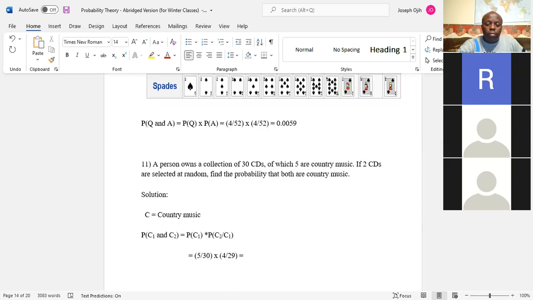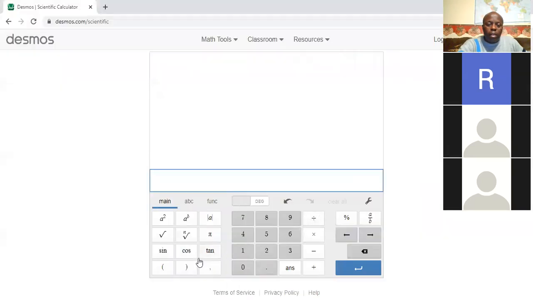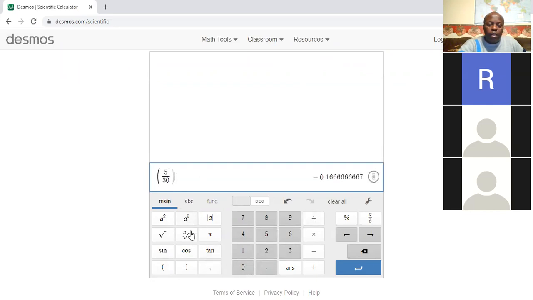So we go to this place. I have 5 out of 30, times 4 over 29. And that will give us what we are looking for here: 0.0229, that's 0.023. 0.023 is good enough.